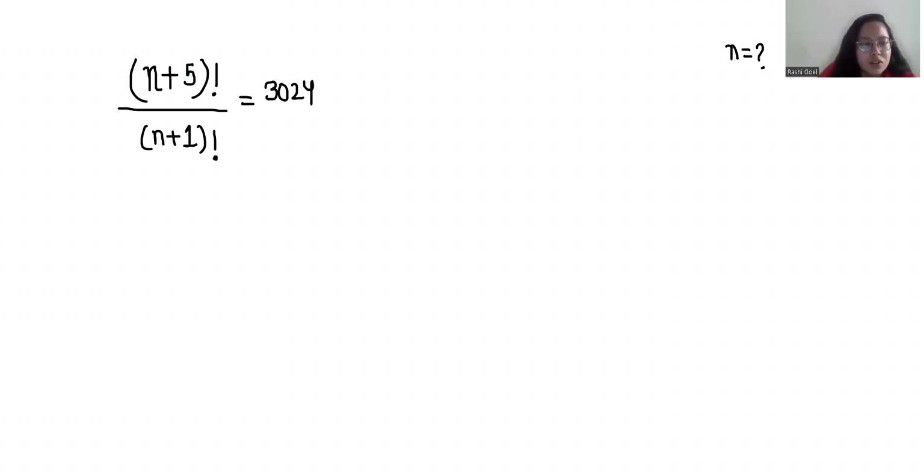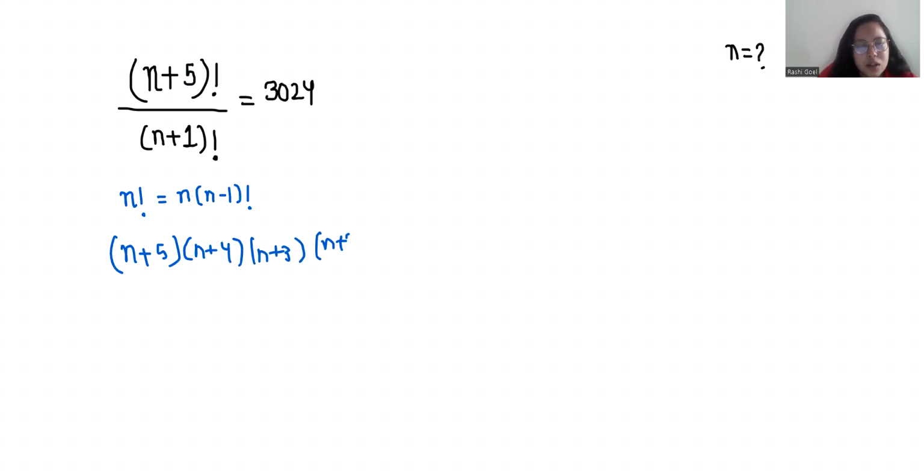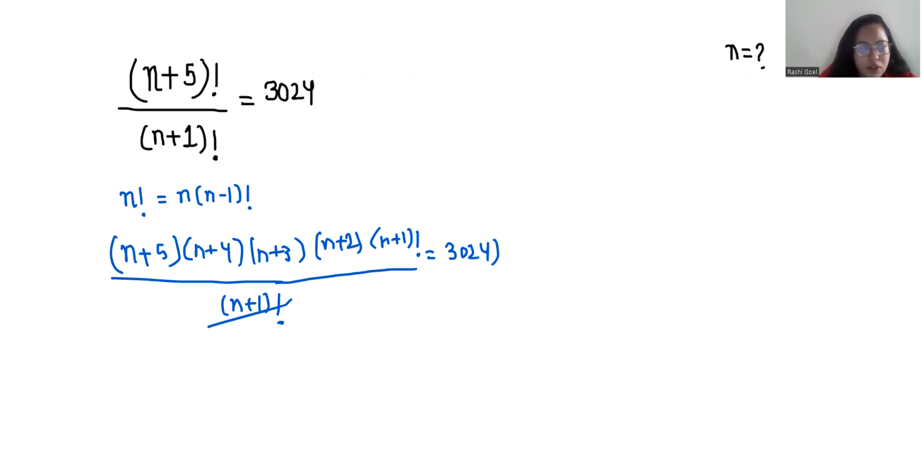According to the factorial rule, n factorial is equal to n times (n minus 1) factorial. So this (n+5)! I can write as (n+5) times (n+4) times (n+3) times (n+2) times (n+1)!, divided by (n+1)! is equal to 3024. Now we can cancel out this (n+1)! with (n+1)!.